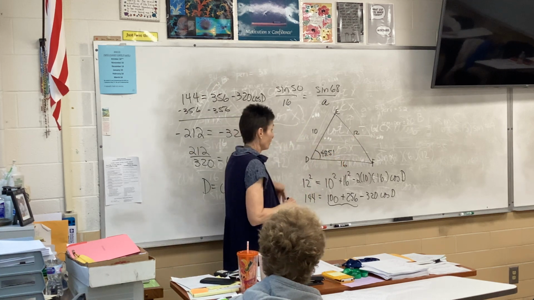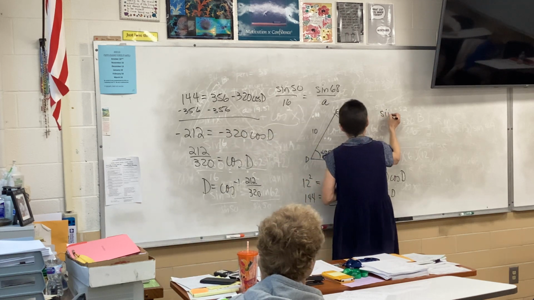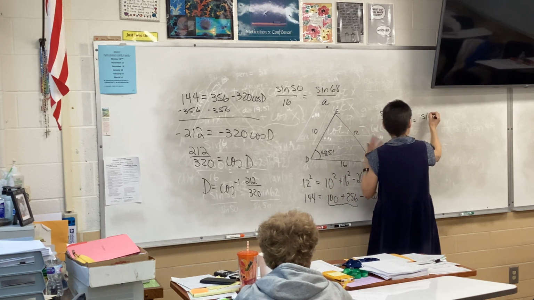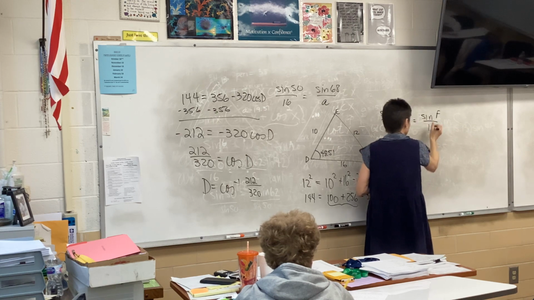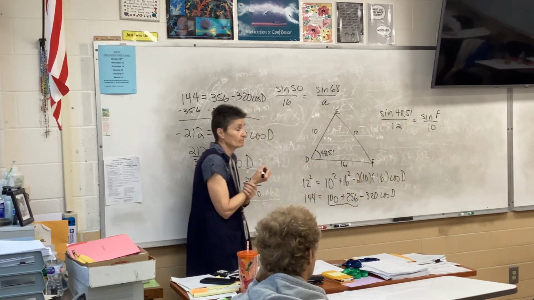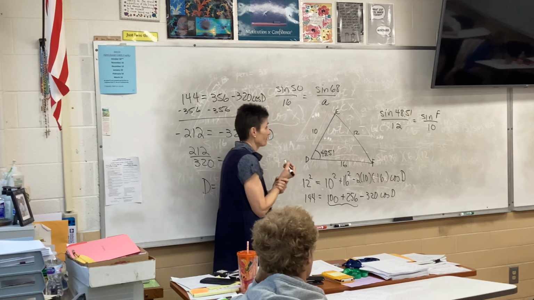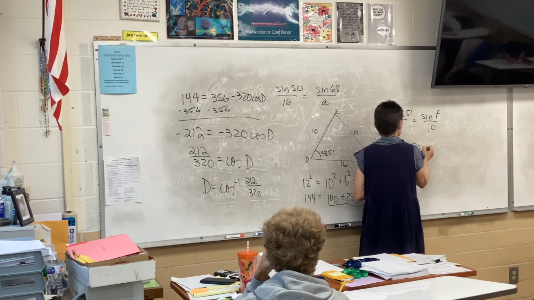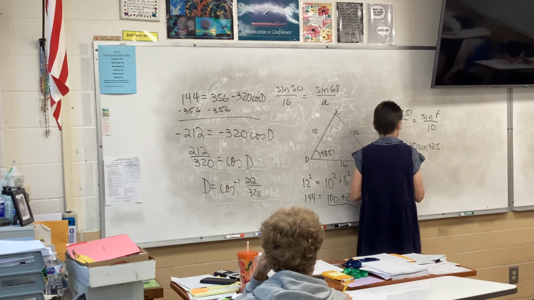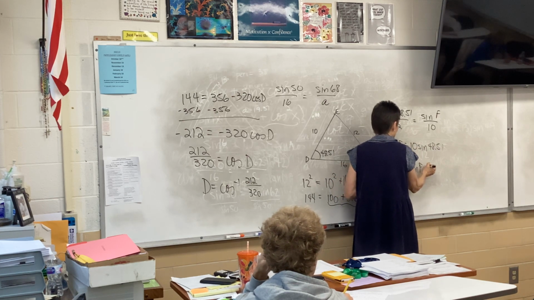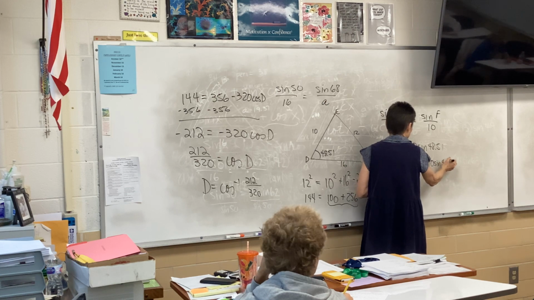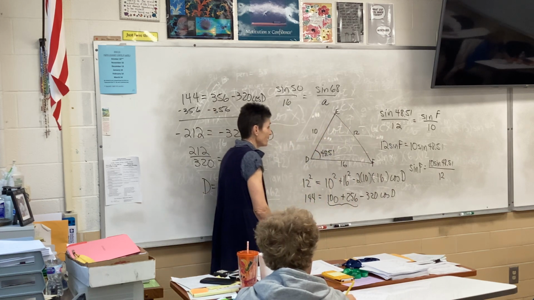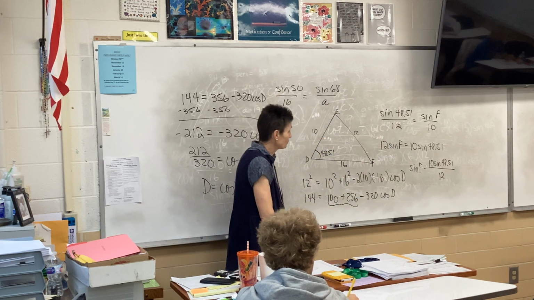But if you'd rather not do all that work, you can say sine 48.51 over 12 equals sine F over 10. So 12 sine F equals 10 sine 48.51. And sine F equals 10 sine 48.51 over 12.